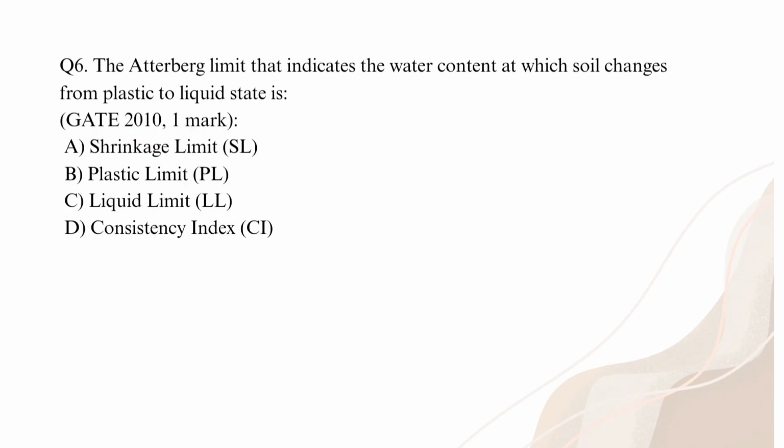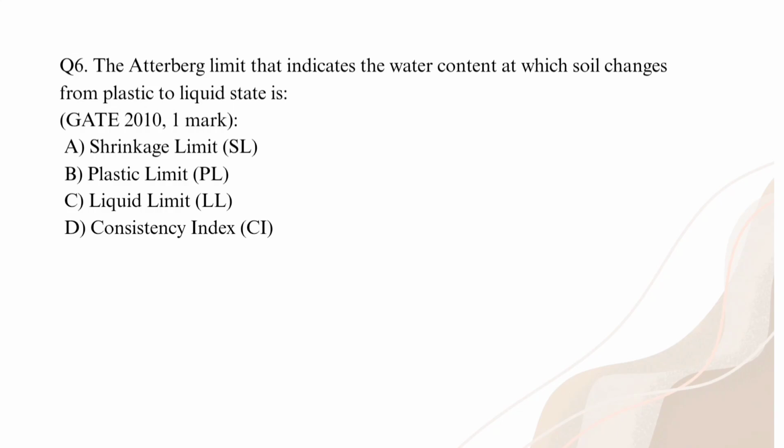Now the next is question number 6. The Atterberg limit that indicates the water content at which the soil changes from plastic to liquid state is called as. The options given are shrinkage limit, plastic limit, liquid limit and consistency index.